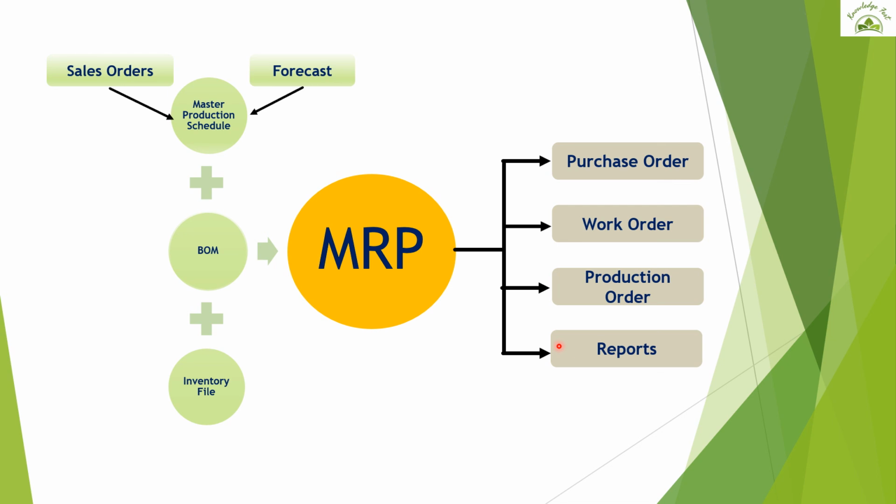Okay, so this is basically how the MRP system works. It takes three inputs: MPS, BOM, inventory file. Then it processes those input files or information received in the input parameters, and based on the input it determines the component materials which are required to make the final product, what are the quantities for each of the component materials, and by when it is required. And as an outcome it can generate purchase order, work order, production order and various reports.